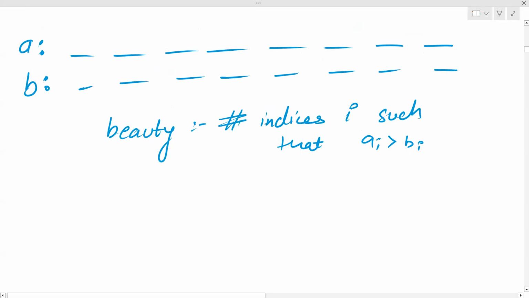So if this is X, this is fixed, right? We want exactly X places such that A_I is more than B_I, and all the remaining places should have A_I less than or equal to B_I. So this is X and this is N minus X.